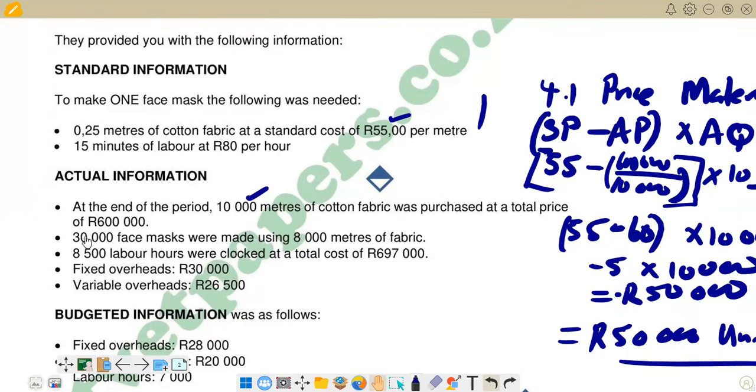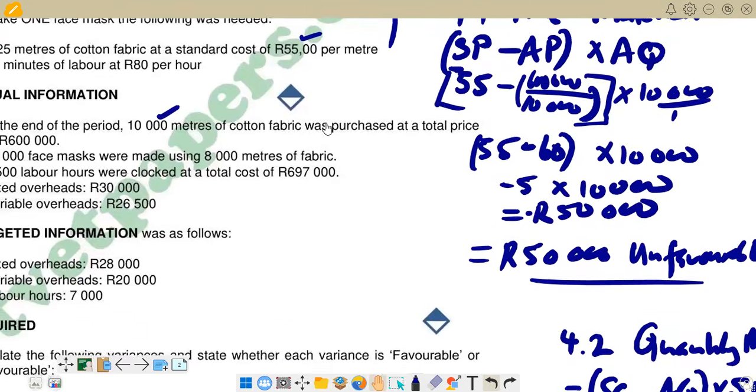So if you come here on actual, you are going to see that there are 30,000 face masks that were made, and each face mask requires 0.25 as a standard requirement. So to get the standard quantity, you are going to say 0.25 times 30,000. And then obviously we are saying minus actual quantity. Actual quantity is given here as 8,000. So we just multiply this, then we subtract the actual quantity, which is 8,000. So we can go back there and try to calculate that one.